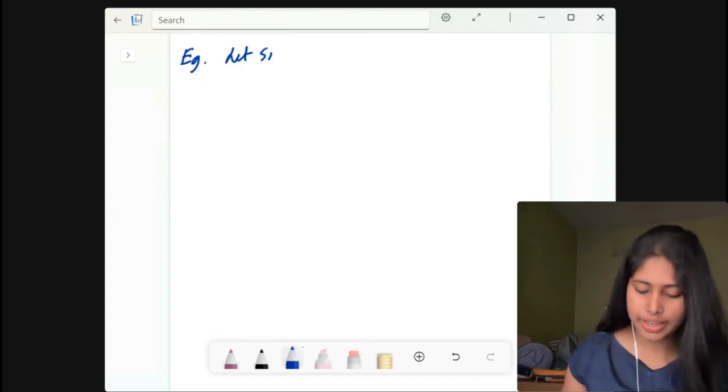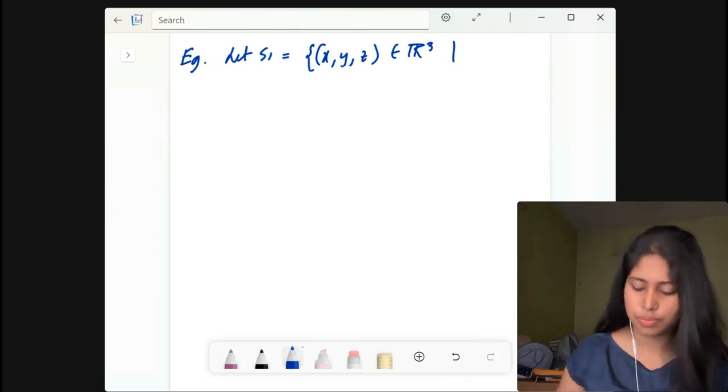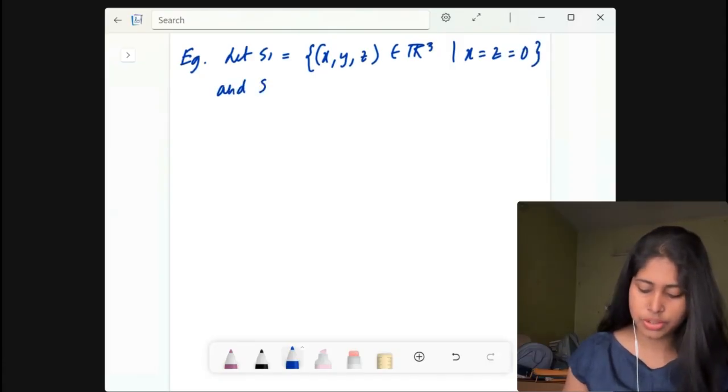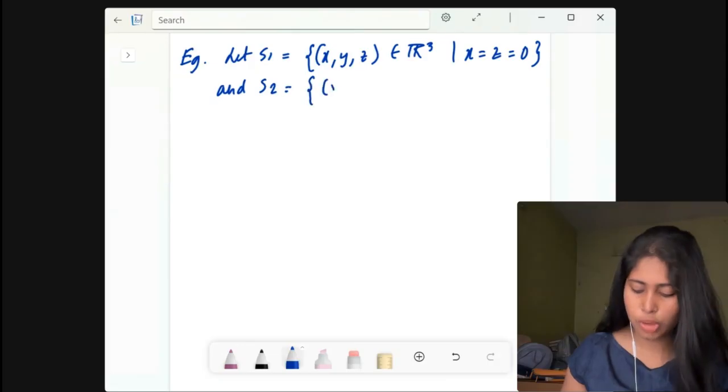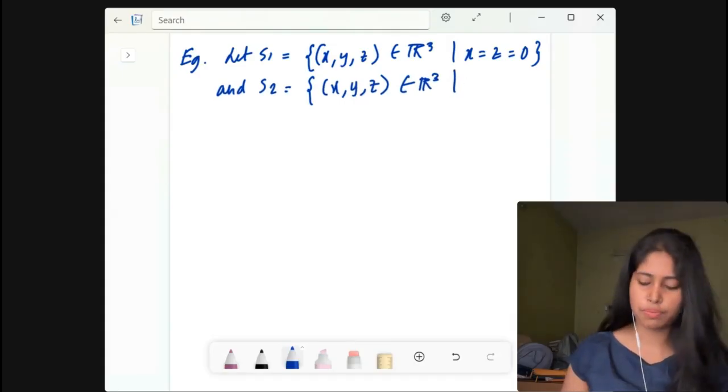Okay, let S1 be (x, y, z) which belongs to R3, with the condition x = z = 0, and S2 be (x, y, z) which belongs to R3, where we put the condition y = z = 0.